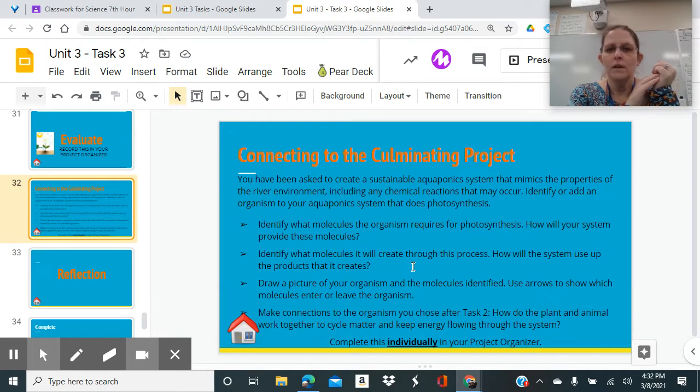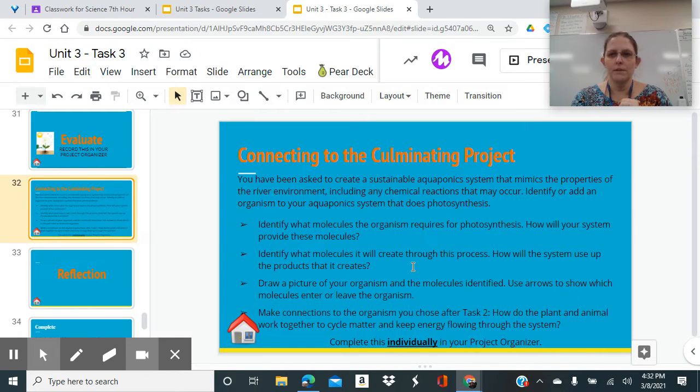All right. Now, the second step of that is what molecules is it going to create? What are the products? The products in photosynthesis are going to be your what? Okay, so your glucose and your H2O. Okay, so your glucose, then what are you going to do?